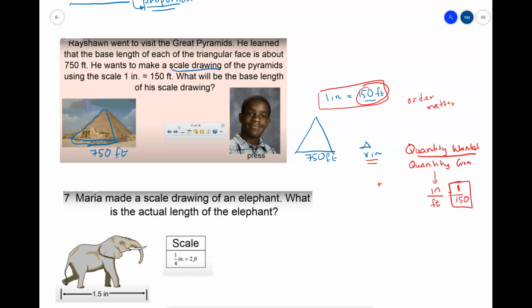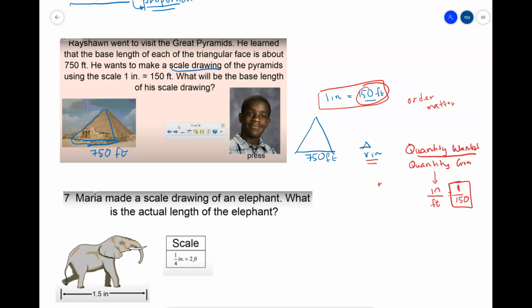Why is it called a unit rate? Now think about it. That means for every 1 inch, we are given 150 feet. A unit means 1. So for every 1 inch, we have 150 feet. You're always going to reduce it down to something compared to 1. Okay, for every 1 inch, you have 150 feet.